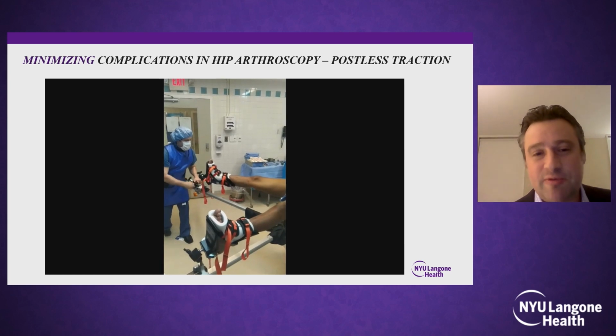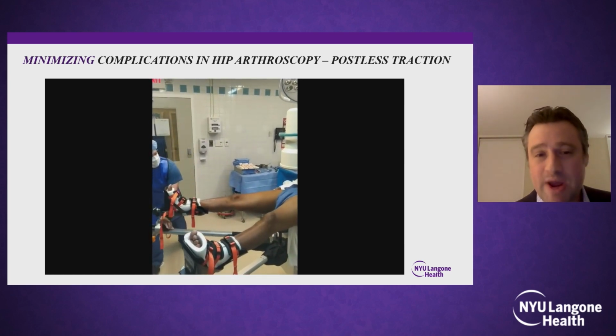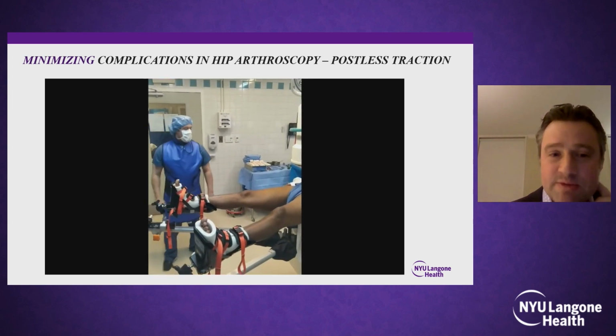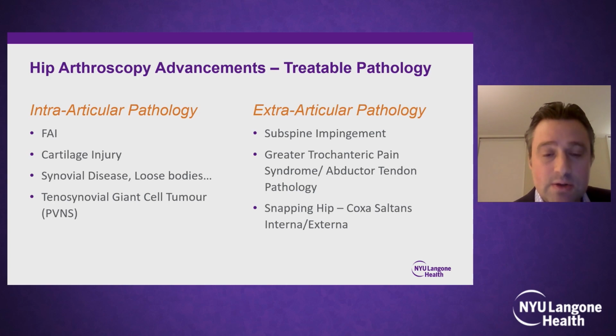You can do this with the special foam that's available now. They don't slip as much, but you don't even need the foam. But for smaller patients, it's probably better to use that foam so they don't move around as much on the table. So this is very helpful. You get just as much traction as you need without the post and without risk of those pudendal nerve complications.